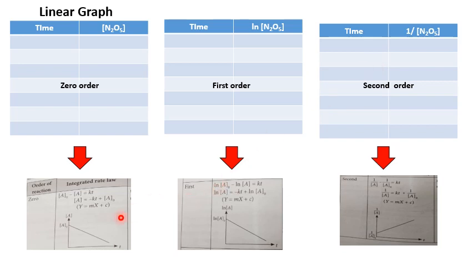Then you check which obeys the graph pattern. If you get a negative slope for concentration A versus time, then it's zero order. If you get a negative linear graph for ln concentration versus time, then this is first order. And the last one, if you get a positive slope with a linear graph, then this is second order.